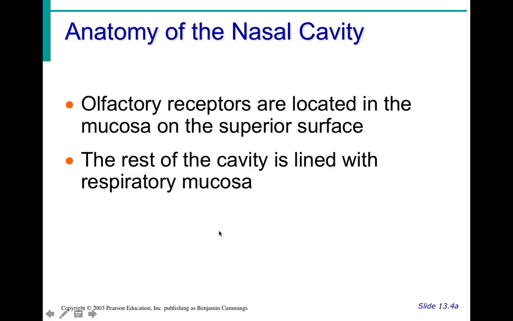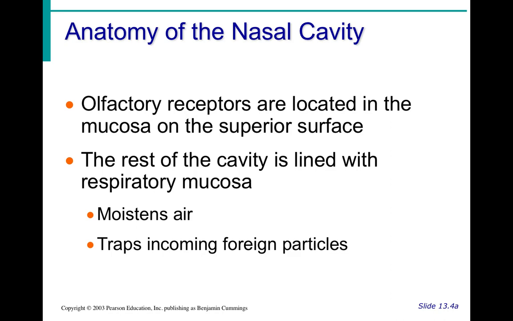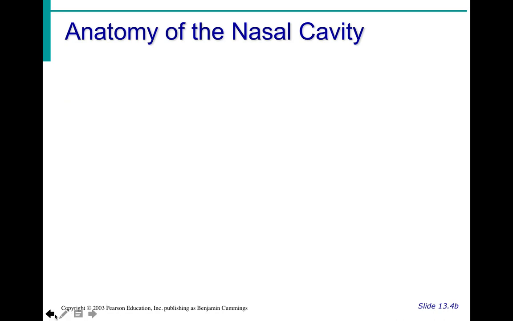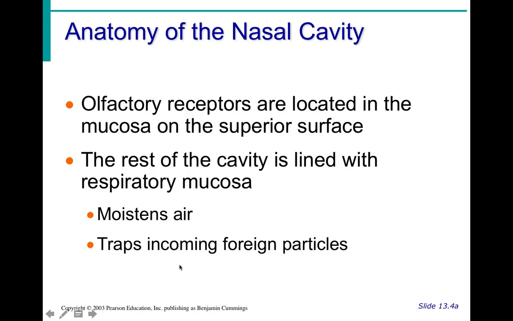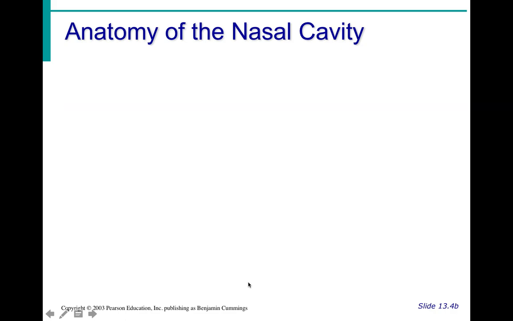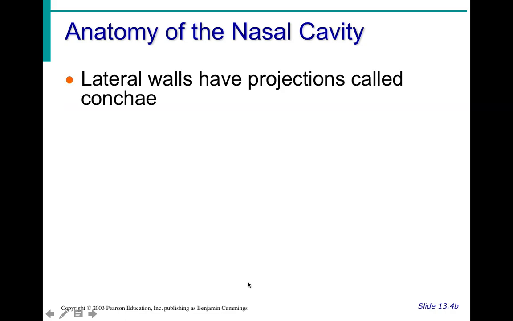Okay, olfactory receptors are where you smell. They are on the superior surface of the nasal cavity. The rest of the cavity is lined with mucus cells. We talked about that. Mucosa, which release the mucus so that it can moisten the air. And its job is also to trap foreign particles. So it gets caught in the mucus, the cilia moves, and it moves the mucus out.